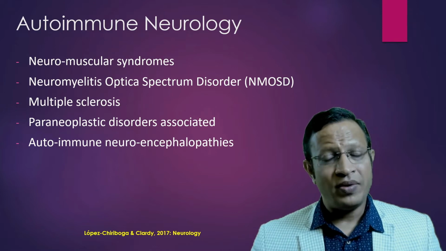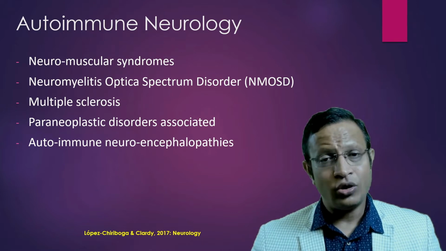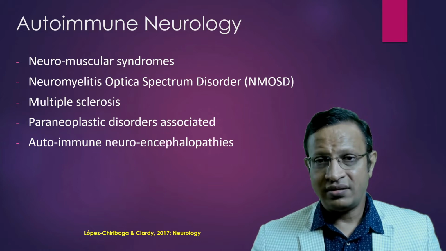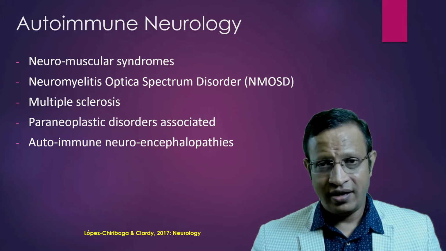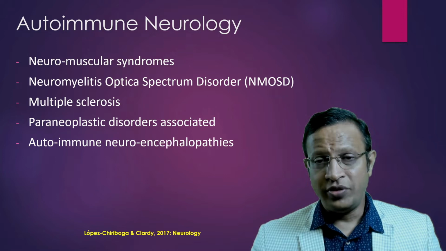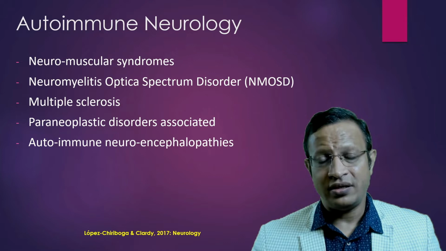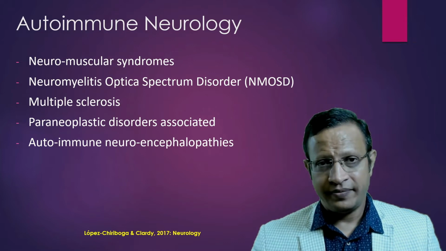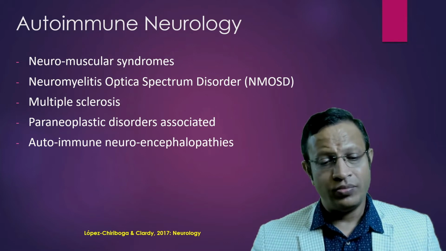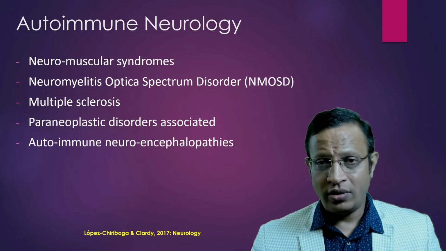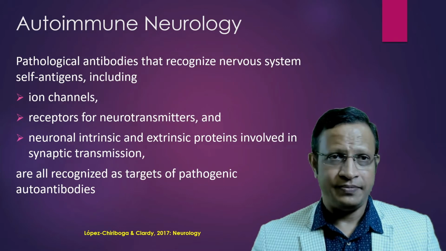And similarly, paraneoplastic syndrome associated autoimmunities are well known. Here, the tumors formed inside the body, either in the thymus, lungs, or maybe in the GIT, will also cross-react with the immunity against the neurons in our brain. They are called paraneoplastic disorder associated autoimmunity. And finally, autoimmune neuroencephalopathies are also known. So this neuroimmunology is well known and now it is a growing field.